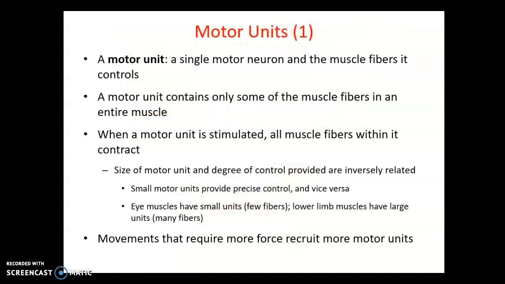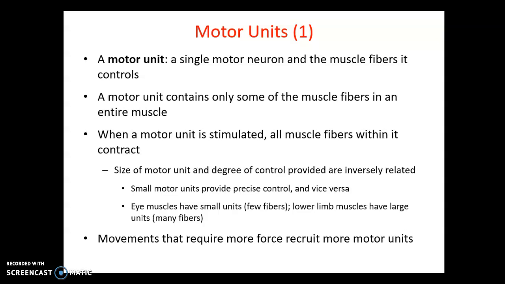A motor unit is a single motor neuron and the muscle fibers it controls. A motor unit contains only some of the muscle fibers in an entire muscle. When a motor unit is stimulated, all muscle fibers within it contract, and the size of the motor unit and the degree of control provided are inversely related. So small motor units provide precise control and vice versa.